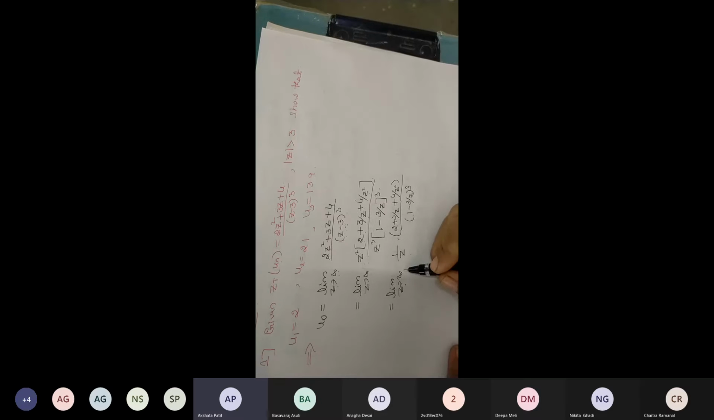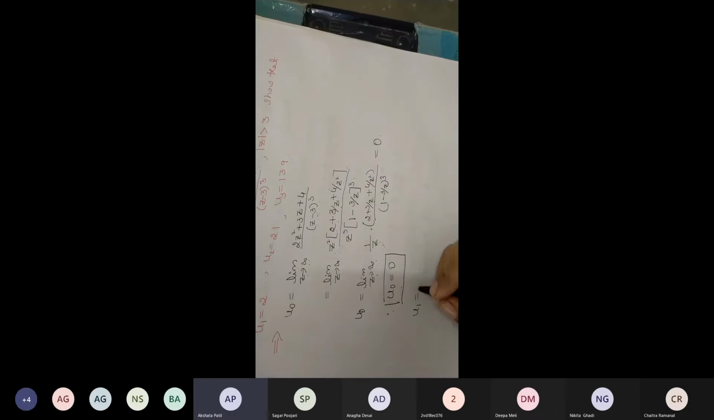Here, putting z tends to infinity, 3 by infinity is 0, 4 by infinity is 0. So here you are getting only 2 by 1, 2 by 1 into 1 by z. Again putting z as infinity, 1 by infinity is 0, means 0 into something value is 0. So u0 value is 0.